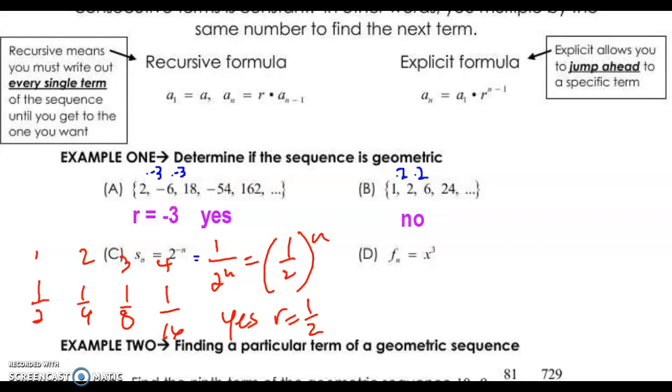All right, so for D, for n equals 1, 2, 3, and 4, I get 1, 8, 27, and then 64. So that is no. That's a big no for geometric.